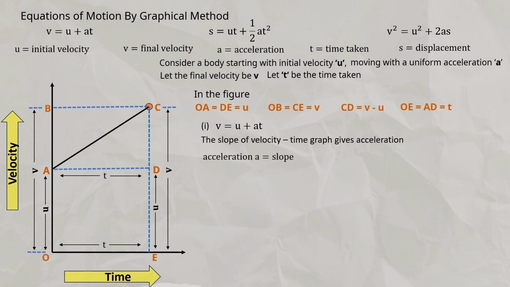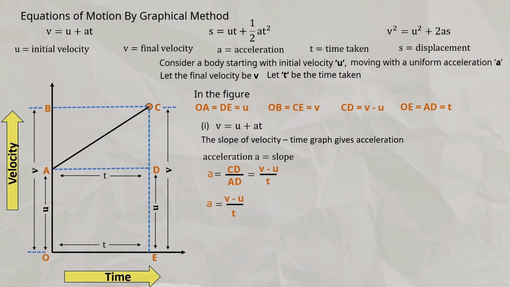So, the slope of the velocity time graph gives acceleration. Therefore, acceleration a can be written as CD by AD. From the data, we can easily see CD is equal to v minus u and AD is equal to t. So, now I can simply write a is equal to v minus u by t.